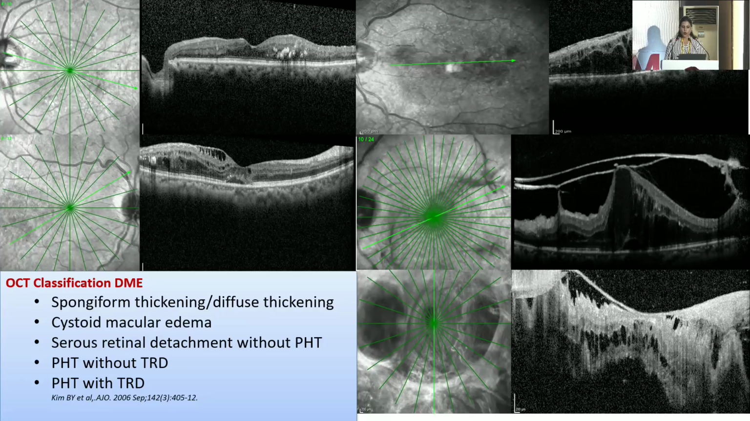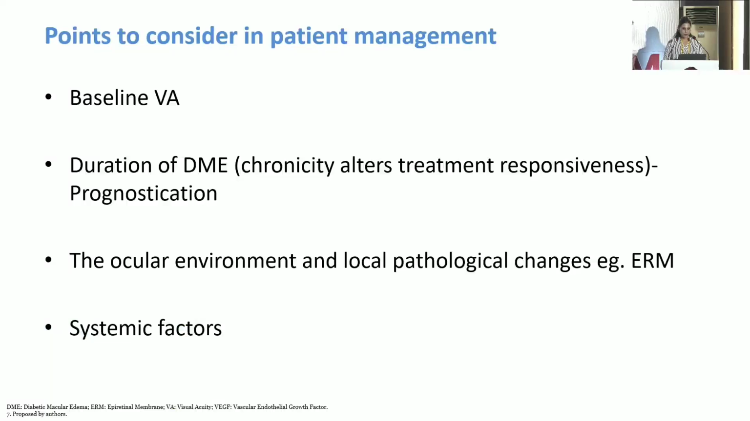Then again, looking at the OCT classification of DME is important to decide whether a medical intervention or a surgical intervention would help. In spongiform thickening, cystoid macular edema, and serous retinal detachment without a taut posterior hyaloid, medical management would help. Whereas in a taut posterior hyaloid, without TRD or with TRD, we need to intervene surgically.